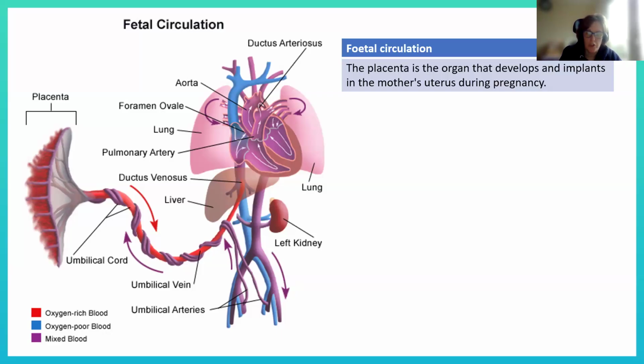So common features of exchange surfaces are a large surface area. We had a look at the adaptations, those villi, to increase the surface area of the small intestine. They have a concentration gradient because the difference in concentration of ions will drive movement of particles. It doesn't have to be ions, it can be any particle. Remember, particles move from a region of their high concentration to a region of their low concentration.